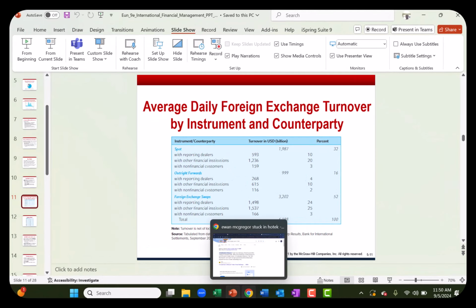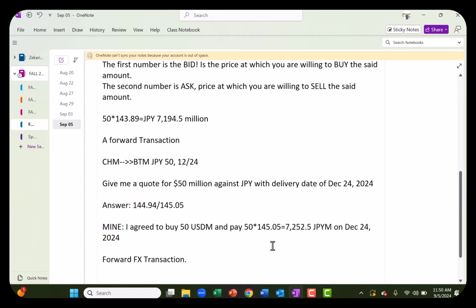Okay, what are some reasons you think there is to make forward transactions? Exactly, it's for hedging purposes or locking a price. If you know because of your transactions you have to pay $50 million to somebody, and you have to pay him 50 million and get yen in return, you don't want to risk it, so you lock in a price right now.